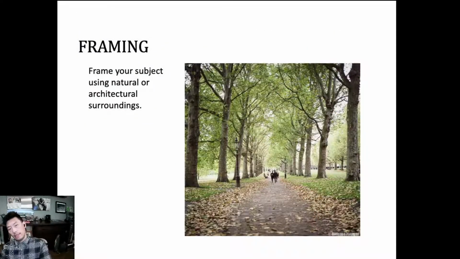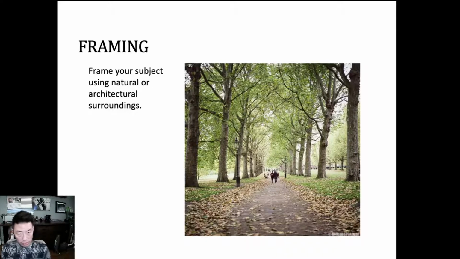Another composition element is something called framing. And whether you're using natural or artificial elements, you are trying to frame what is important in your scene. In this case, what is being used for the framing technique? There are several things. If you guessed the trees, that is correct. It's a natural element that is framing the couple walking on the path. You also have these leaves that are also framing them. And the grass, you can also argue that too. So you have framing there.